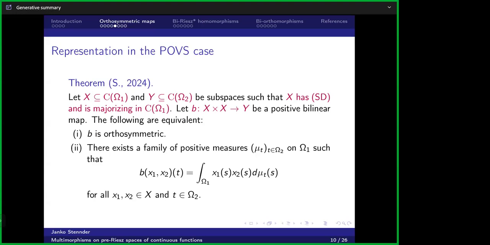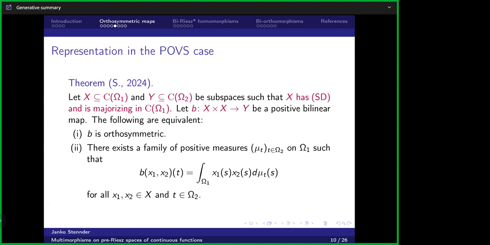Then, as every positive bilinear map is also symmetric, everything works the same, except I need to satisfy this. And it turns out that if we assume that every orthosymmetric map has this kind of representation, then it already follows that the space has a C. That C is actually necessary to get this kind of representation. So it seems that this property is exactly what we need to get enough disjoint elements that everything works out.